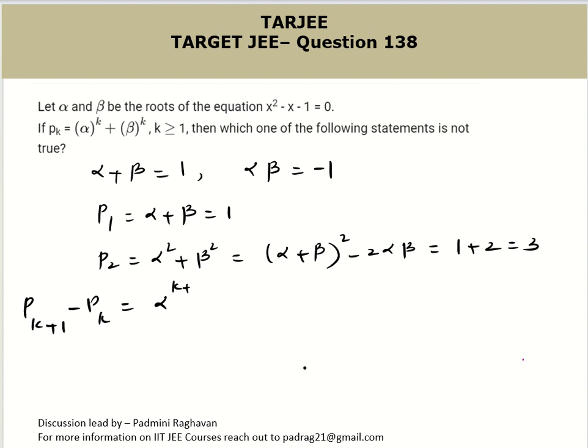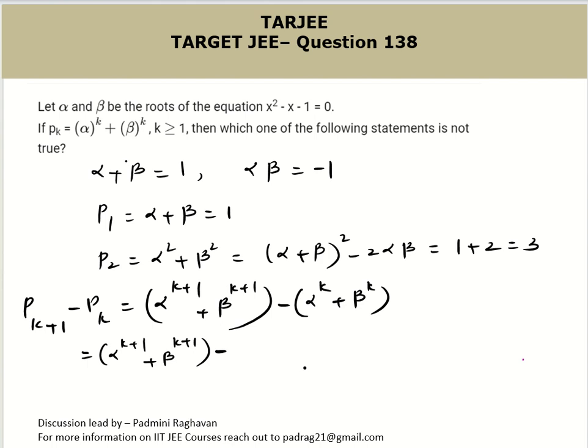This is α^(k+1) + β^(k+1) − (α^k + β^k). The first term is of degree k+1, this is of degree k+1, and these are of degree k. So we have to make this also degree k+1 so that some terms will get cancelled. So I will simply put a 1 here and replace that 1 as α + β. So can I write this as α^(k+1) + β^(k+1) − (α + β)(α^k + β^k).